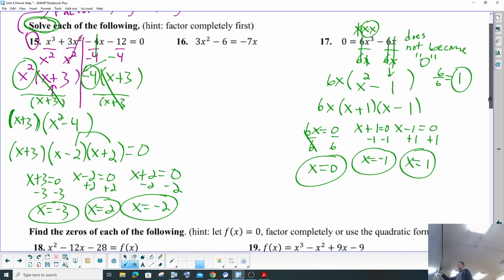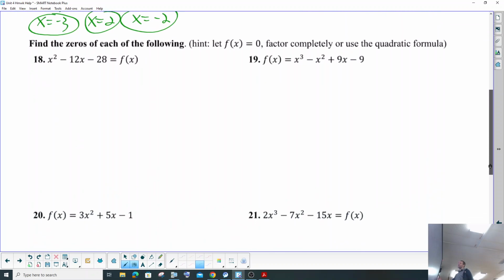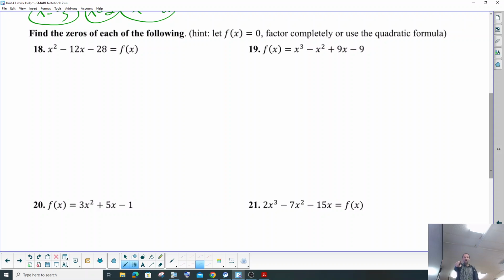Beautiful. Okay, so find the zeros of each of the following. Hint, let f of x equal 0. Factor completely or use the quadratic formula. So it says let f of x equal 0, so we're basically just setting it equal to 0. So we're going to try factor by grouping on this one.